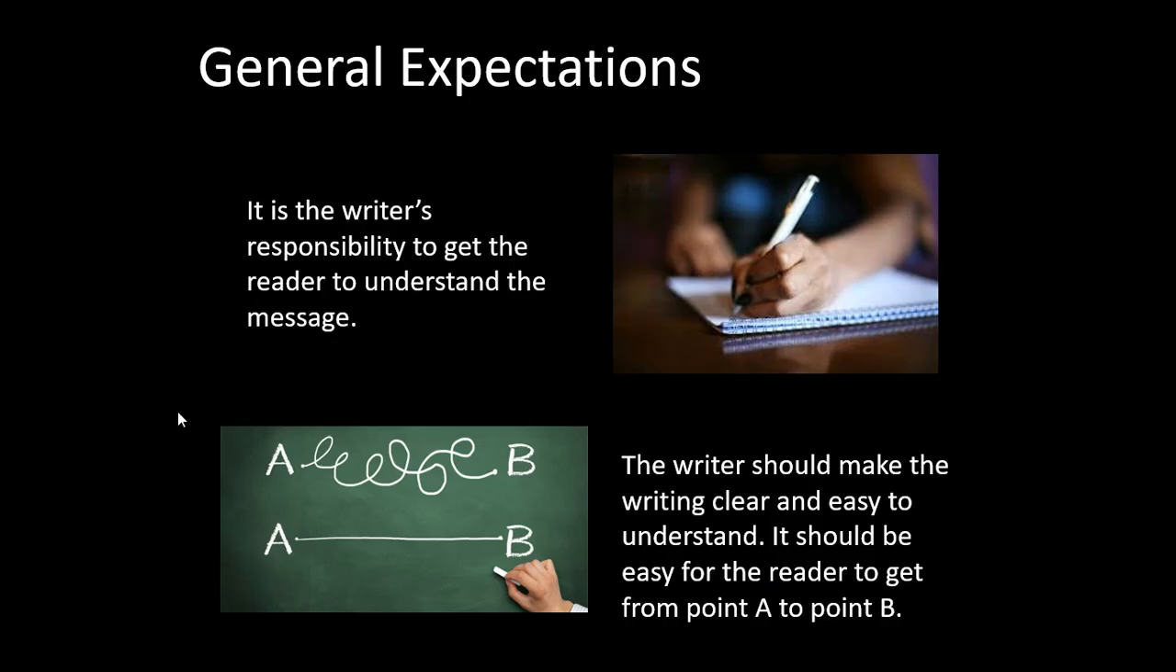So, we're going to talk about some of those signs and the way that academic essays are put together are linked to some basic expectations that people in academia have. So, one of the expectations is that it's the writer's responsibility to get the reader to understand the message. It's basically saying, in this exchange, it is the writer's job to do the work and the heavy lifting and make sure that the reader can understand what they're saying. And it is the writer's job to make the writing clear and easy to understand.